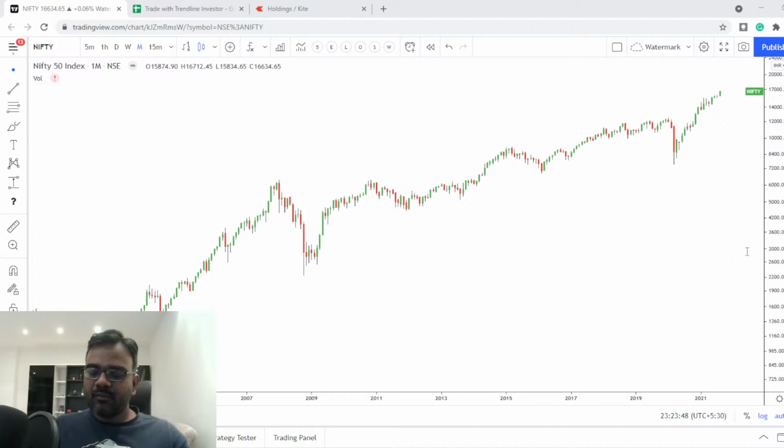Bhumik is saying, have a look at Jubilant Ingrevia, stock respecting the trendline very well. See if you could find a good opportunity. Yes, Jubilant Ingrevia we discussed yesterday also. It is looking very good. It has not broken the trendline yet.